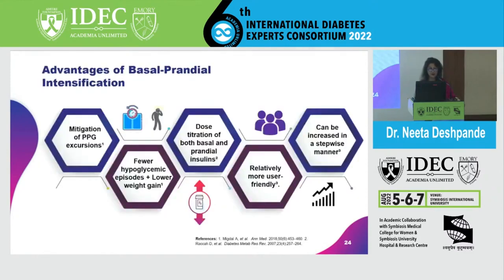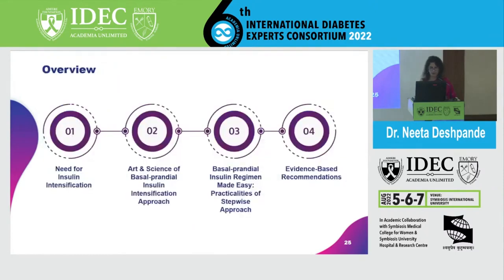So the advantages of basal prandial intensification are PPG excursions are prevented. There are fewer hypos because you can titrate the dose very well, and that's why you also have lower weight gain. And you can titrate both basal and prandial separately, which is very, very desirable. So that's why it's more user friendly, and it can be done in a stepwise manner.